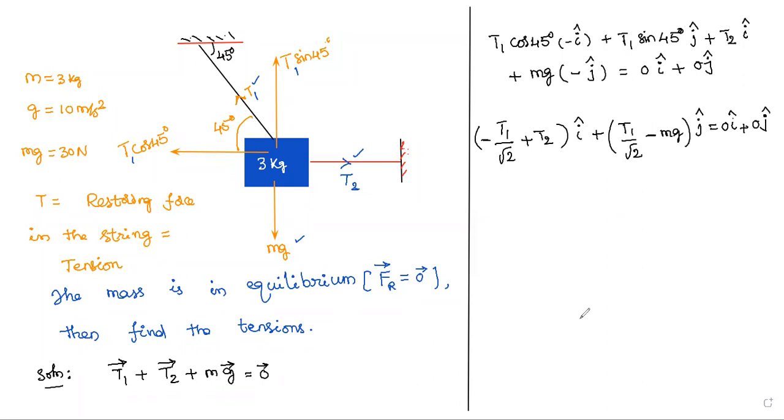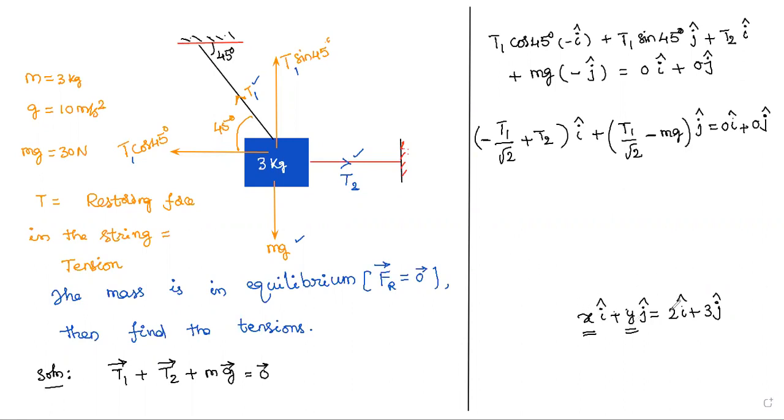Suppose you get a vector x i cap plus y j cap equals 2 i cap plus 3 j cap. What are the values of x and y? What are the values of x and y if this vector equals 2 i cap plus 3 j cap? X is how much? Y is how much? 2 and 3. Very good.